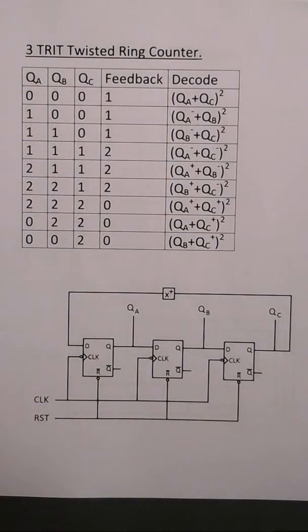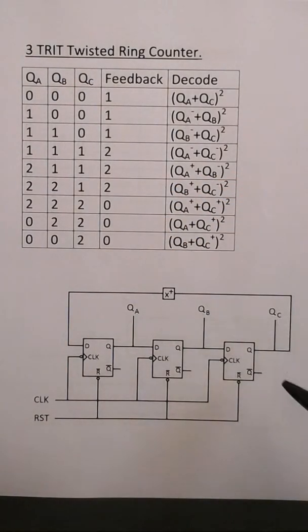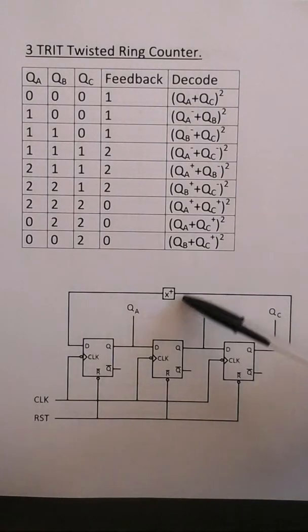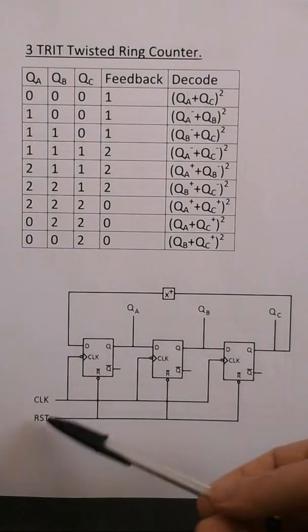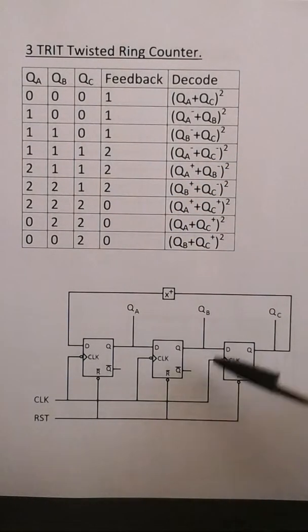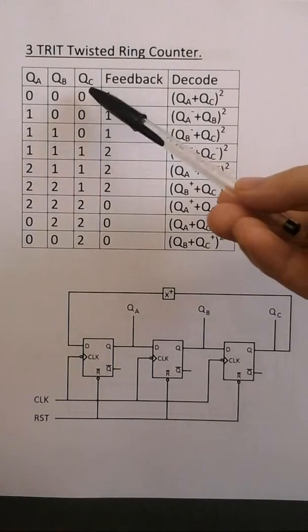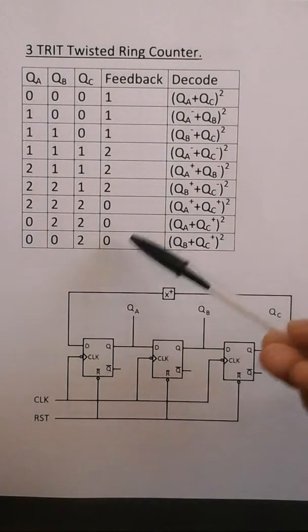Here we have a 3-trit twisted ring counter. Here we have outputs QA, QB and QC from the flip-flops, and the only difference between this and the ring counter is that the feedback has a successor function in between the QC and the D input of flip-flop A. So the momentary reset sets everything to 0, QA, QB and QC are 0. A common clock. So this is the feedback, which is a 1 when QC is 0. So the feedback is always 1 more than QC, modulo 3.